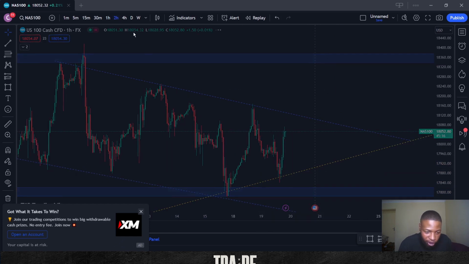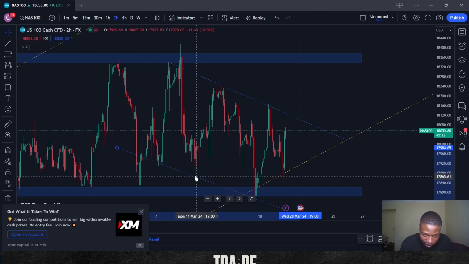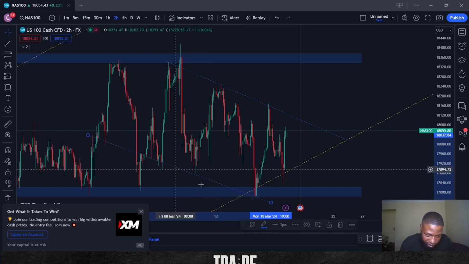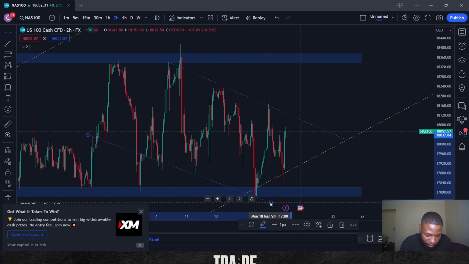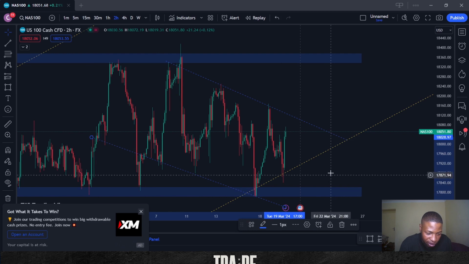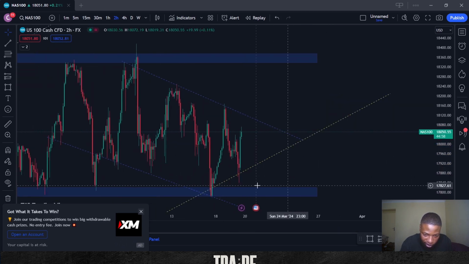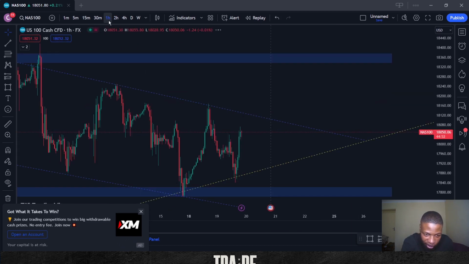The more you do this, the more it becomes easy for you. It becomes like automatic. You don't have to stress yourself about it. So this is a beautiful trend line. If price drops, we already know where there's a huge possibility for it to reverse or retest. It is on the trend line.